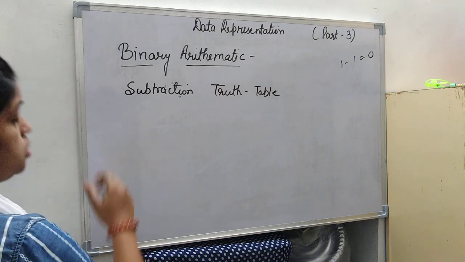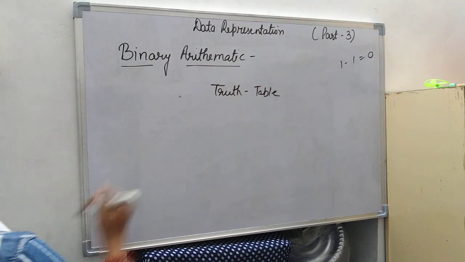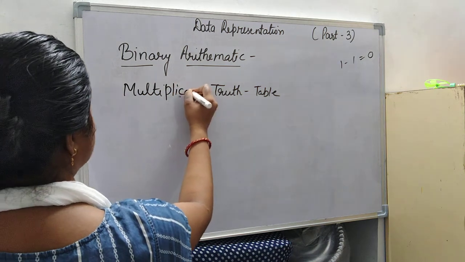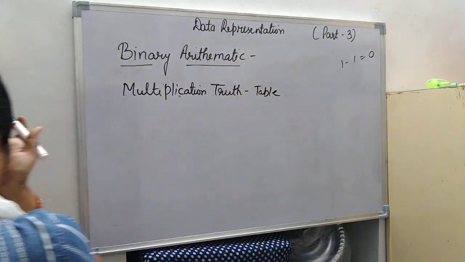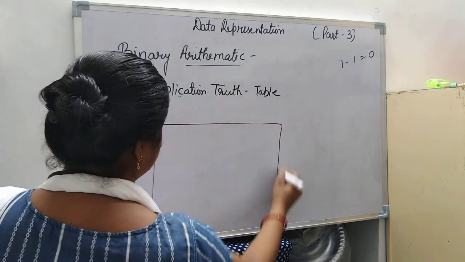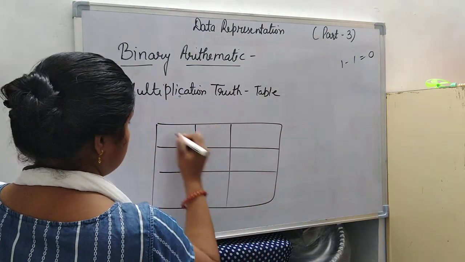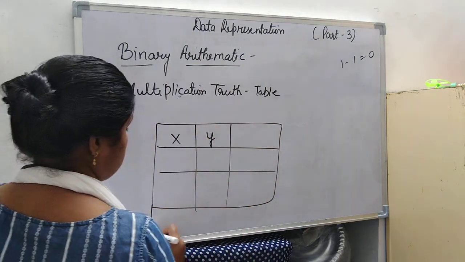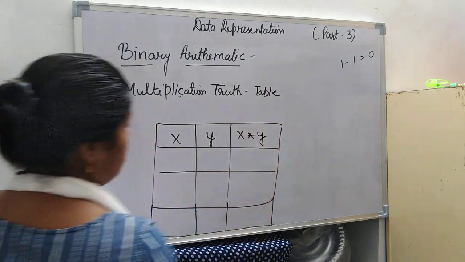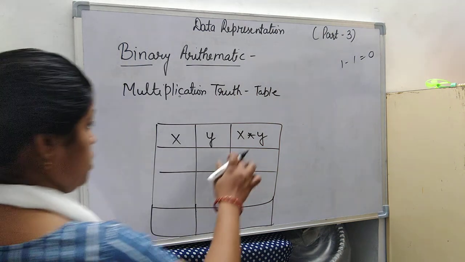So this is a table for multiplication. For the multiplication table we can again have two variables x and y, and its multiplication over here. In computers the multiplication symbol is asterisk. So I am writing asterisk over here.